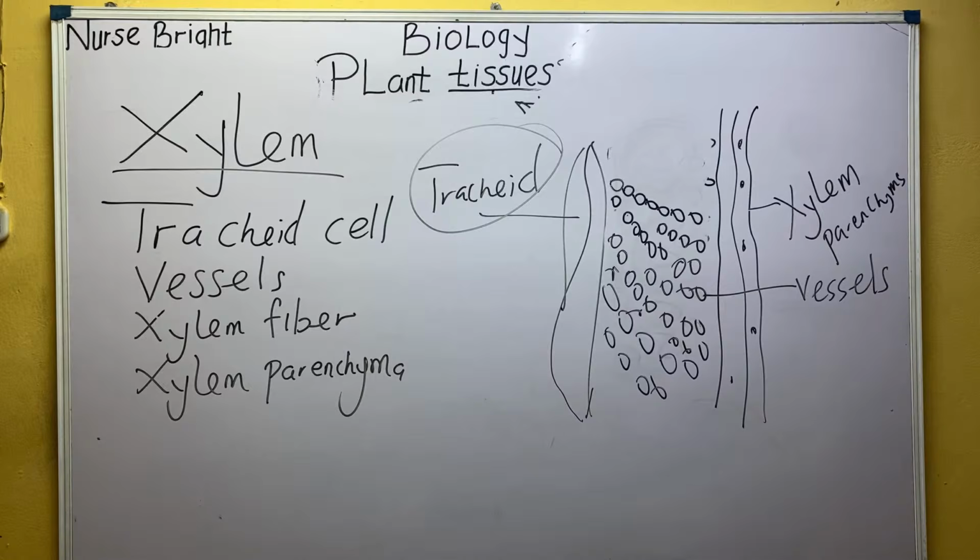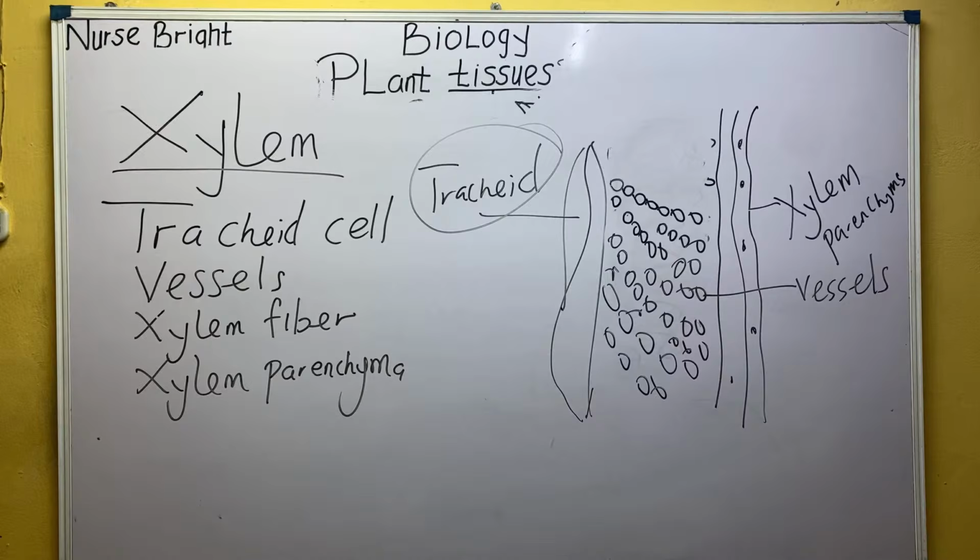So in summary, which one out of these four elements in a xylem helps to strengthen the xylem more? It is the xylem fiber. Which one basically helps in storage of water in the xylem? It is the xylem parenchyma. Note that.